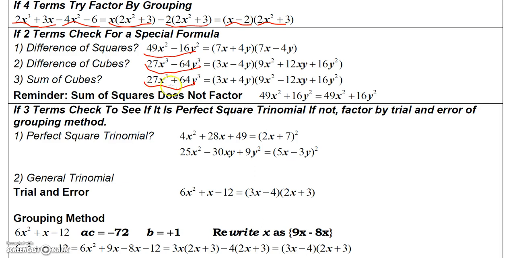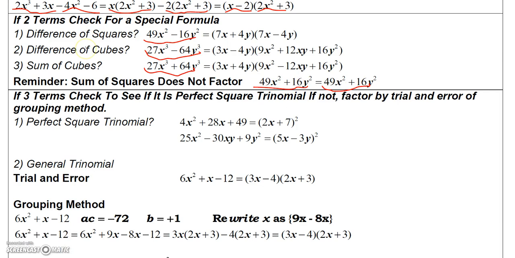But then if it's sum of cubes, then it would basically factor the same way, except the signs would switch. So this would be 3x plus 4y times 9x squared minus 12xy plus 16y squared. And remember, if some jokester tries to trick you into factoring the sum of squares, remember the sum of squares will not factor as far as we're concerned.